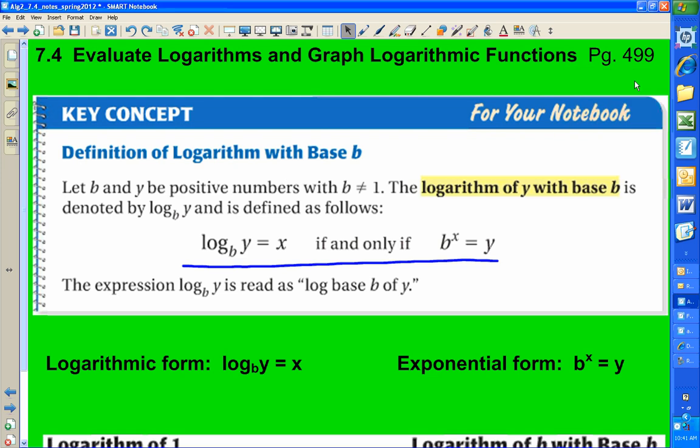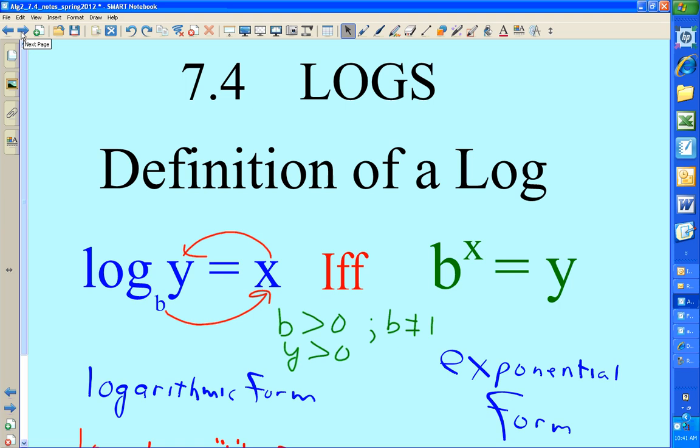So we're going to start off with logs. We're going to start off with the bookwork shows you right here. We're talking about a log with base b. Log base b of y equals x if and only if b to the x equals y. This is what I call the definition of a log. It is the most important thing that we learn in this class.